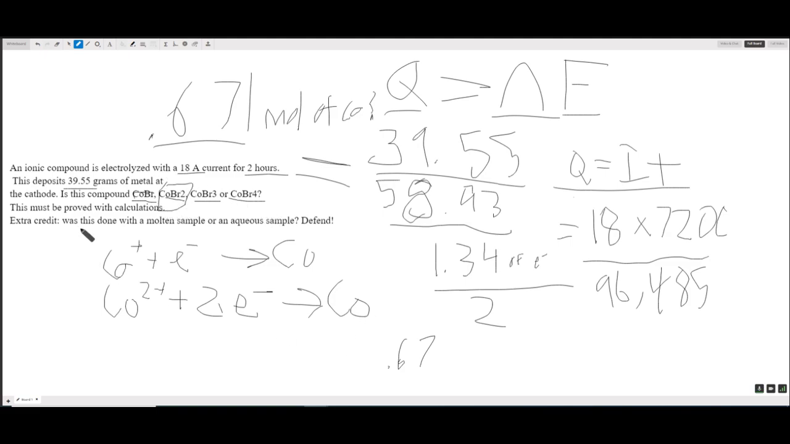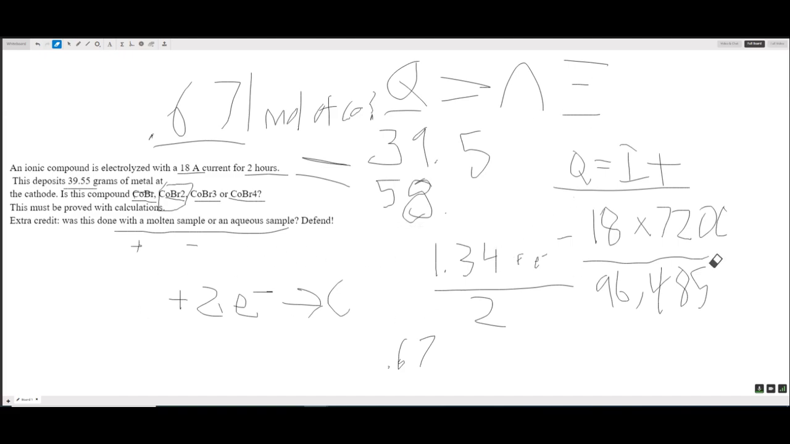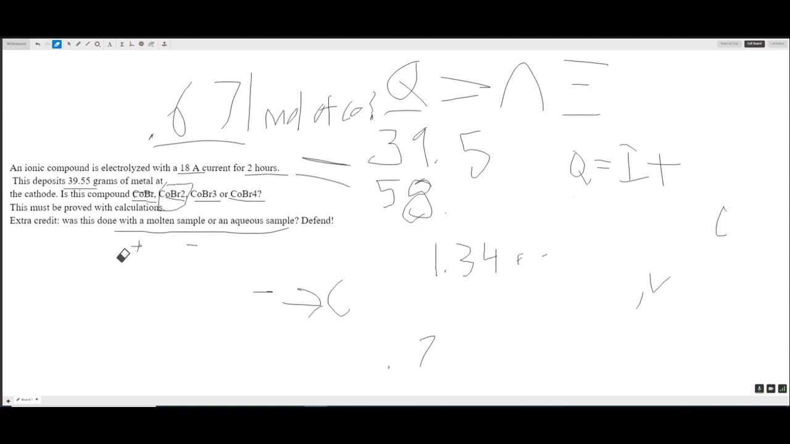Now, they want to know whether this was a molten sample or an aqueous sample. Now, this depends on standard reduction potentials, so you can't actually do this with just math, right? So I can actually delete all this math, and you're probably happy to see it go.